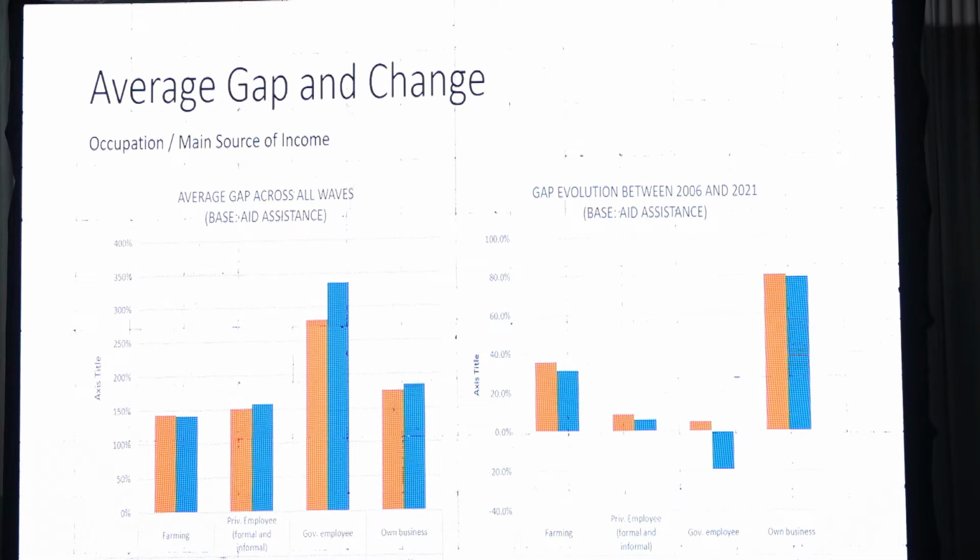And here, our calculation is done using aid assistance as a basis for all other categories, so to also make them comparable. And in terms of the gap, the data indicates that government employees tend to score higher than all the other categories, while when we consider change through time, business owners show the strongest improvement.